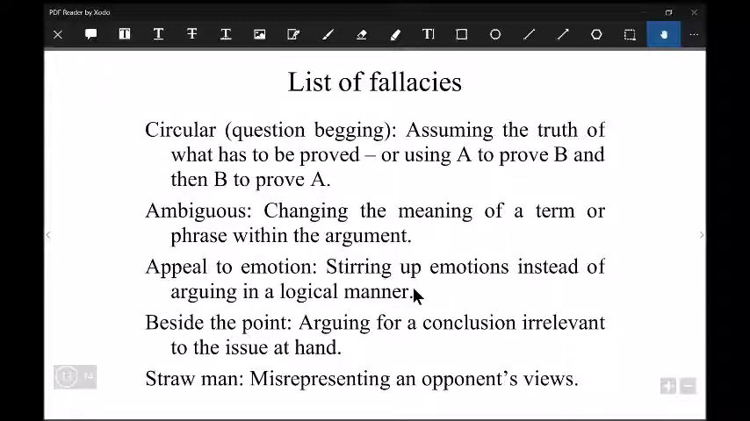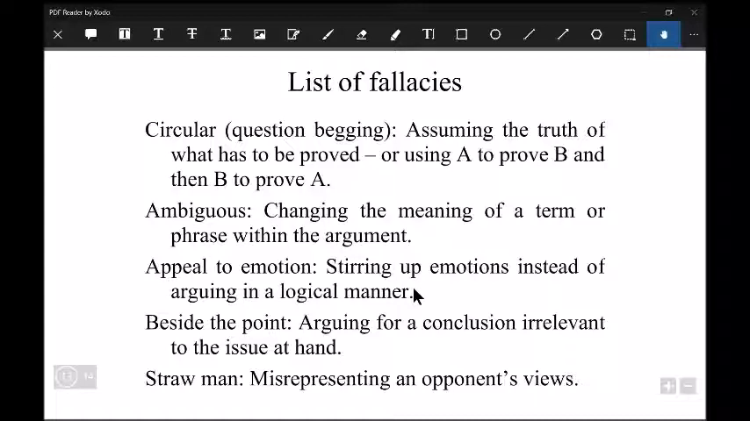Appeal to emotion involves stirring up emotions instead of arguing in a logical manner. So suppose that you have a philosophy course and the assignment is to argue against a certain theory. Well, that means premises and a conclusion. And often you use a simple if A then B, not B, therefore not A. If the theory is correct, then such and such would follow, but such and such which follows from the theory is wrong, therefore the theory is wrong. That's an argument, premises and a conclusion.